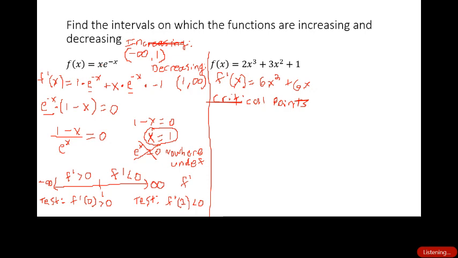I'm very sorry. All right, so let's take the first derivative, 6x squared plus 6x. Let's set it equal to 0 and let's solve for x.